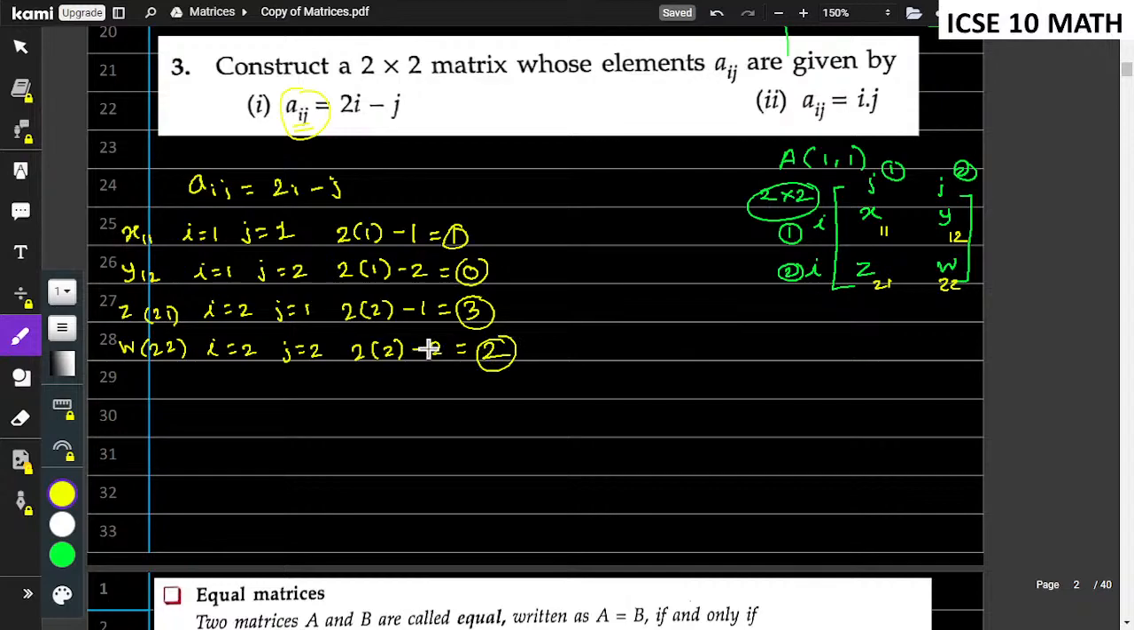Alright, so these are the 4 elements. We are getting a 2 by 2 matrix with 4 elements. We got the values of X, Y, Z, W as 1, 0, 3 and 2. This is our answer.